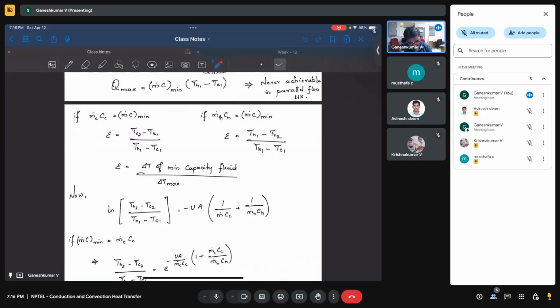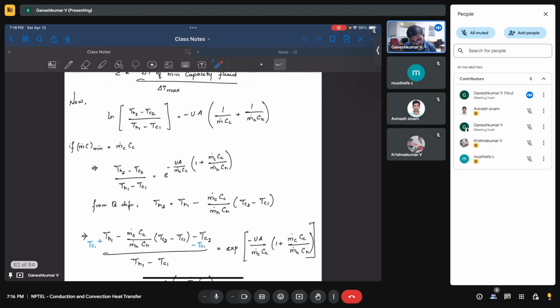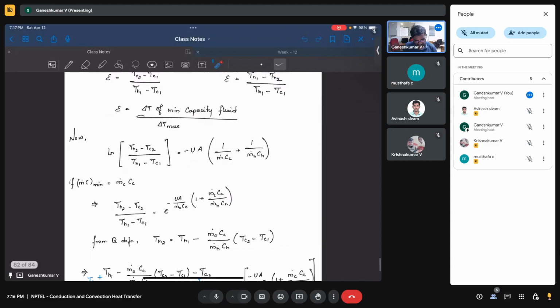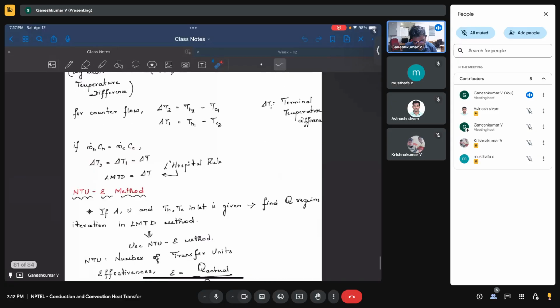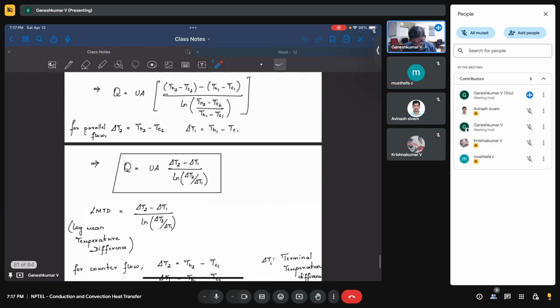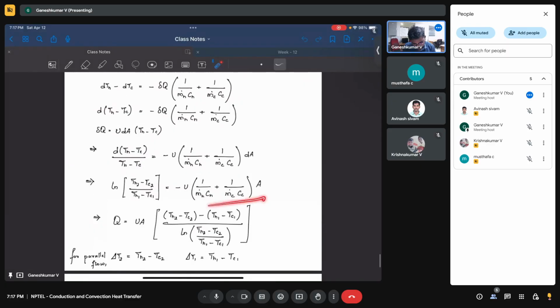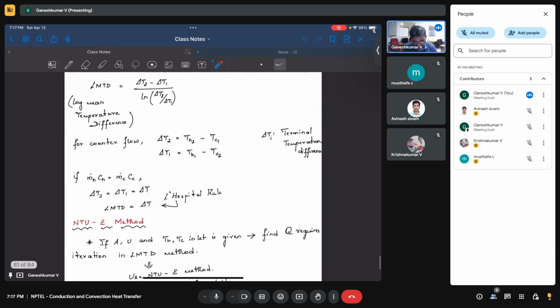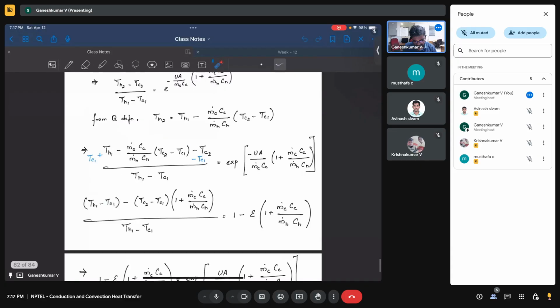Epsilon can also be expressed in terms of delta T of the minimum capacity fluid by delta T max. Okay, and then you perform certain manipulations to the same equation. So there is no difference. It's the Q is equal to U A LMTD equation, but we go one step back. So here we took this portion of this derivation, and then we started doing it a little bit differently.